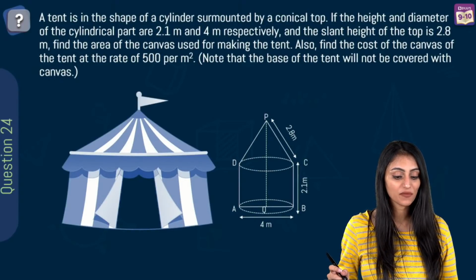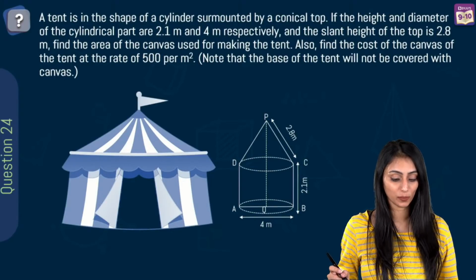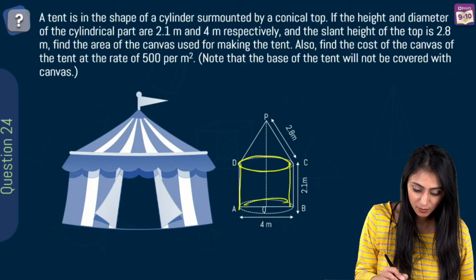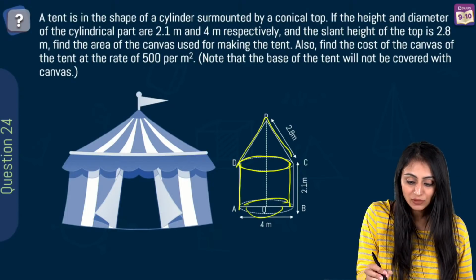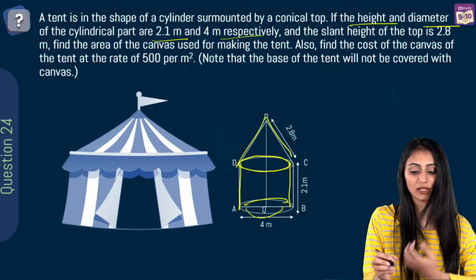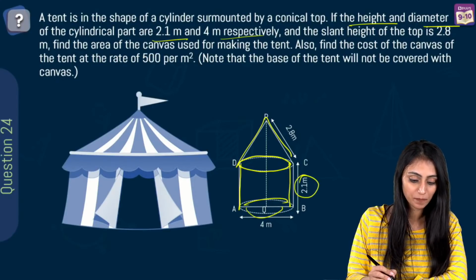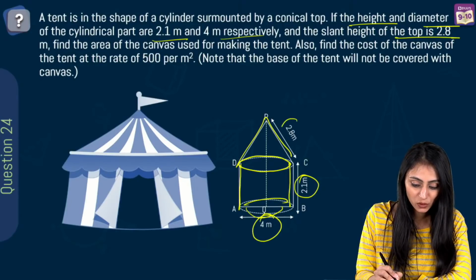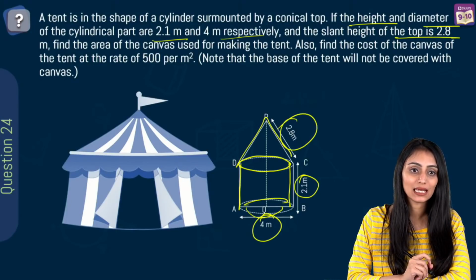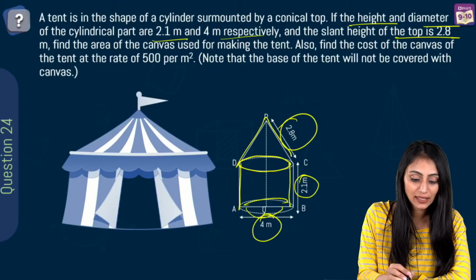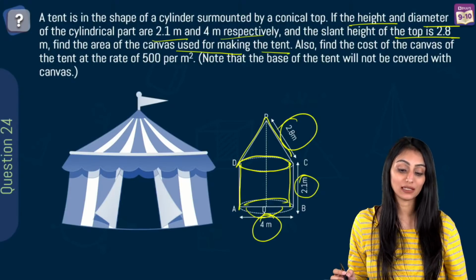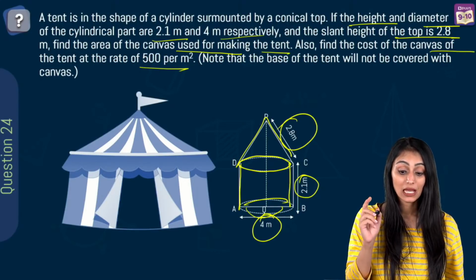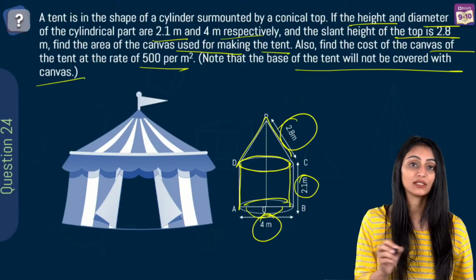A tent is in the shape of a cylinder surmounted by a conical top. So this is the tent, it has a cylindrical shape, and it is surmounted by a conical top. The height and the diameter of the cylindrical part are given: height is 2.1 meters and its diameter is 4 meters. The slant height of the top of the cone is also given, that's 2.8 meters. Find the area of the canvas used to make the tent and the cost of the canvas at the rate of 500 per meter square. The base of the tent will not be covered with canvas.